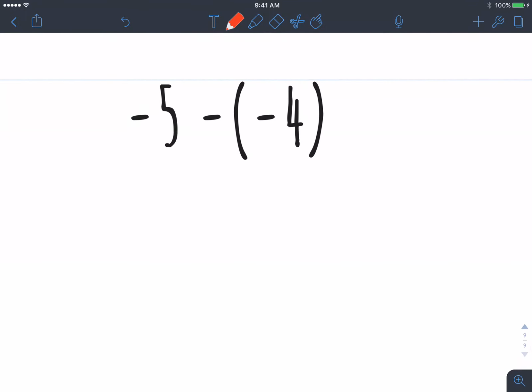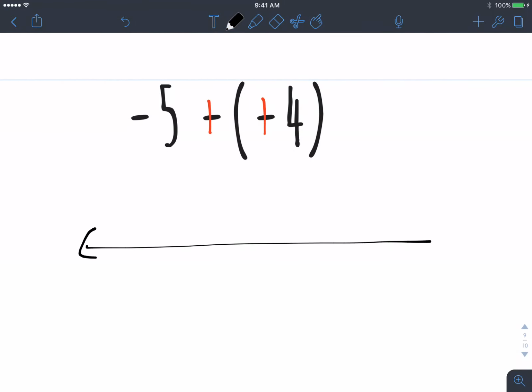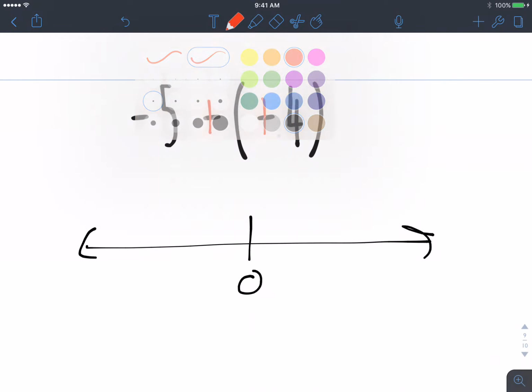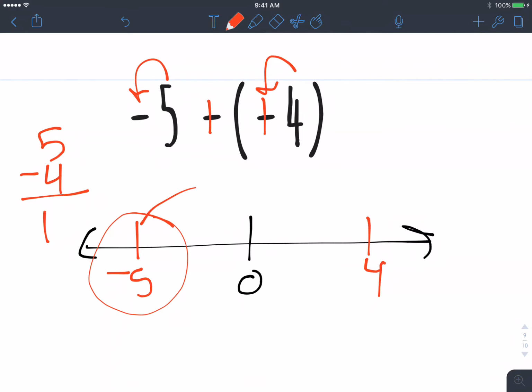Okay, one last one here, guys. Bear with me here. So I'm going to change it to a positive and add my second line. Negative 5, and then I have a positive 4. They're on opposite sides, so I'm going to subtract. 5 is a lot further away from 0, so it's going to be a negative 1.